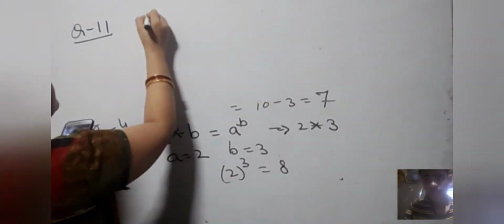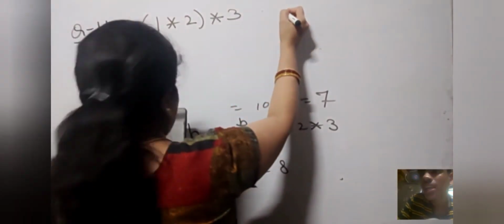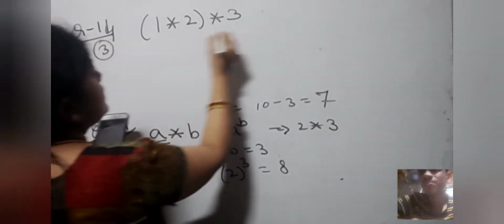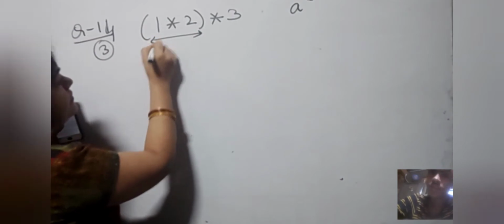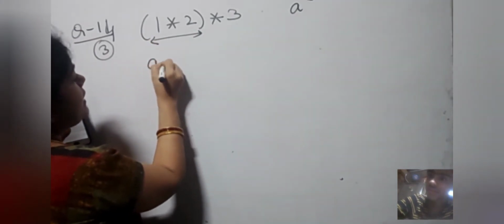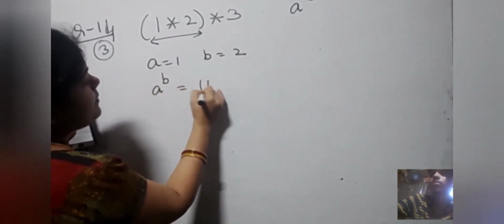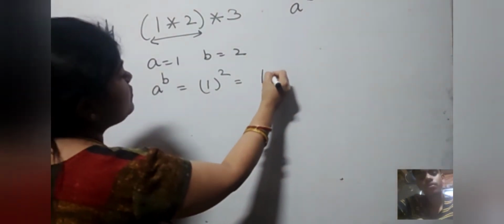Next question, if we have 1 operation 2 operation 3. Question number 14 part 3. For the operation A to the power B, we have 3 terms now. Just concentrate on the blackboard for some time. Firstly, we solve this bracket. So what we get? A is equal to 1, B is equal to 2. Then A operation B is equal to 1 to the power 2. What is the answer? 1. Then we write 1 over here.